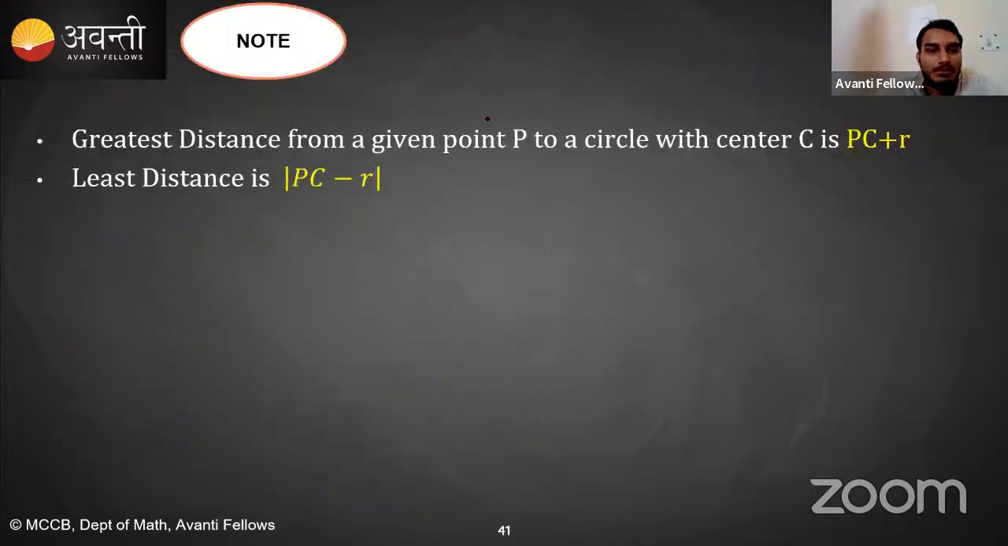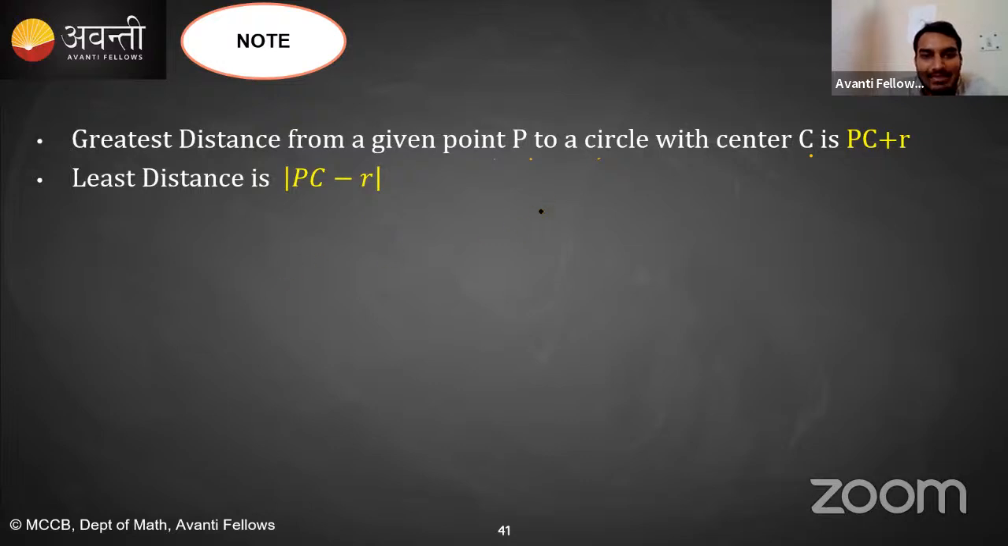Now there is one important note that you should remember: the greatest distance from a given point P to a circle whose center is C is nothing but PC plus R, and the least distance is mod of PC minus R.